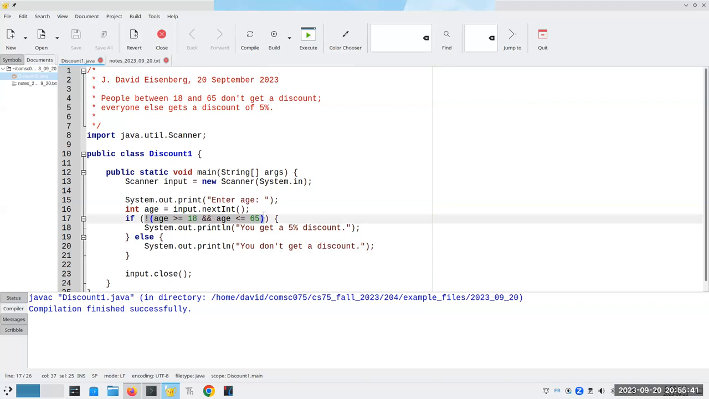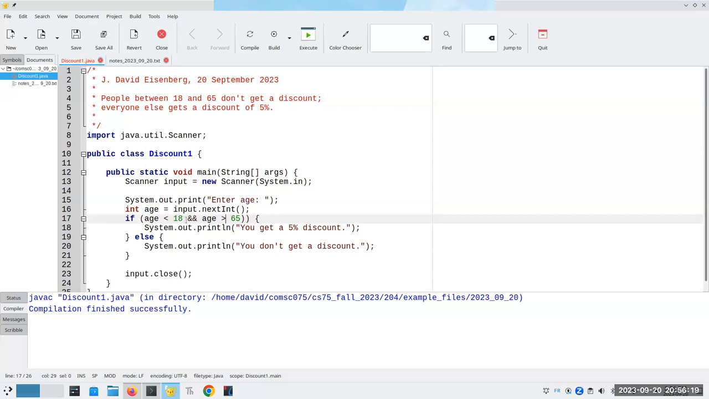This is really weird to read. If it is not the case that the age is between 18 and 65, that's sort of, no, that's not the way we think in English. What we'd like to do is say the opposite of this, and we want the opposite test of that. So the two conditions that we want are really if the age is less than 18, they get a discount. Age greater than 65, which is the opposite of less than or equal, then they'll get a discount.